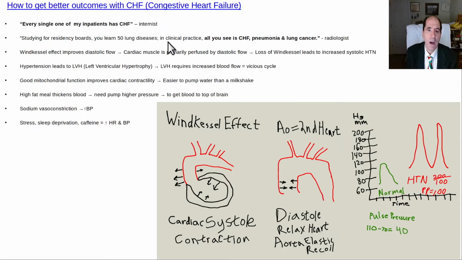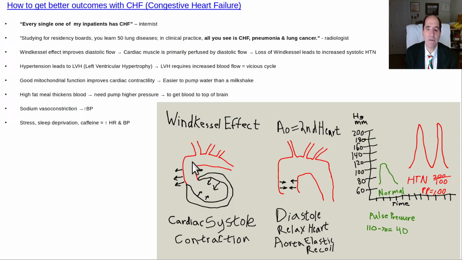And here's a typical thing my doctor buddies will tell me. Internists tell me every single one of my inpatients has congestive heart failure, CHF. It's super common. Also, a typical experience of a radiology resident is, studying for residency, they'll learn 50 or more lung diseases, all right? And then in clinical practice, all they see all day long is congestive heart failure, pneumonia, and lung cancer, okay? Those are the big three.